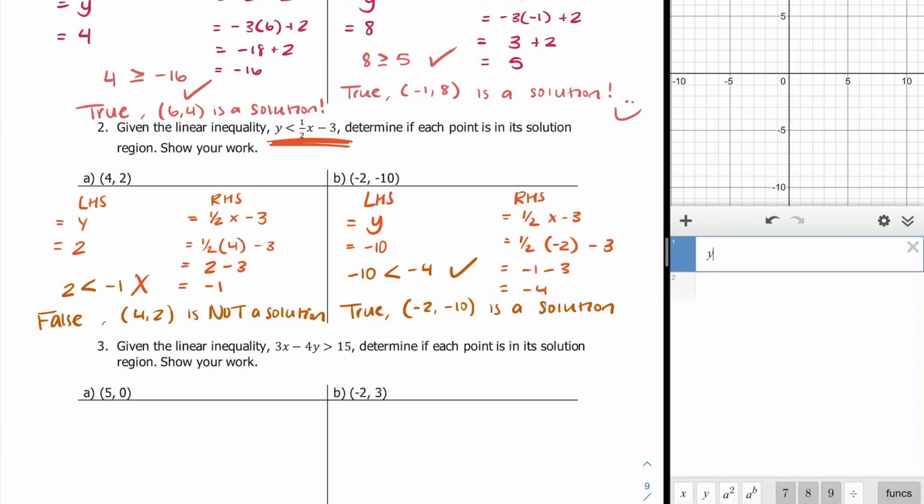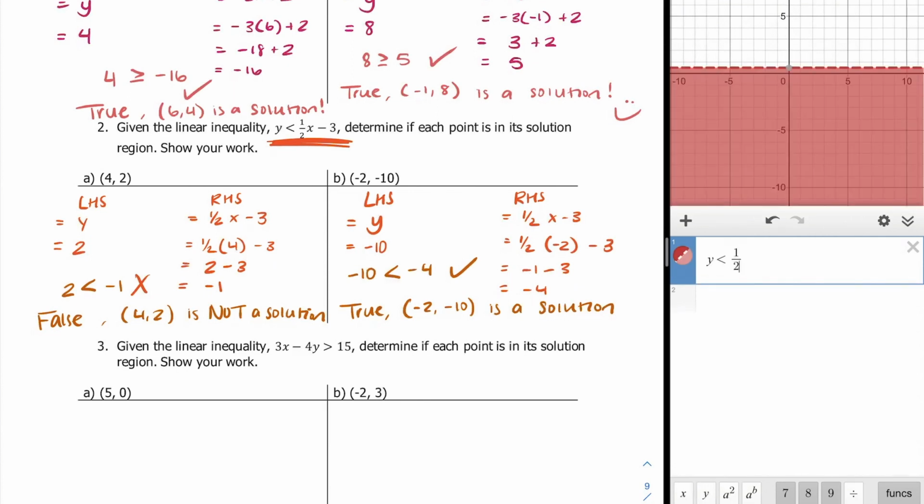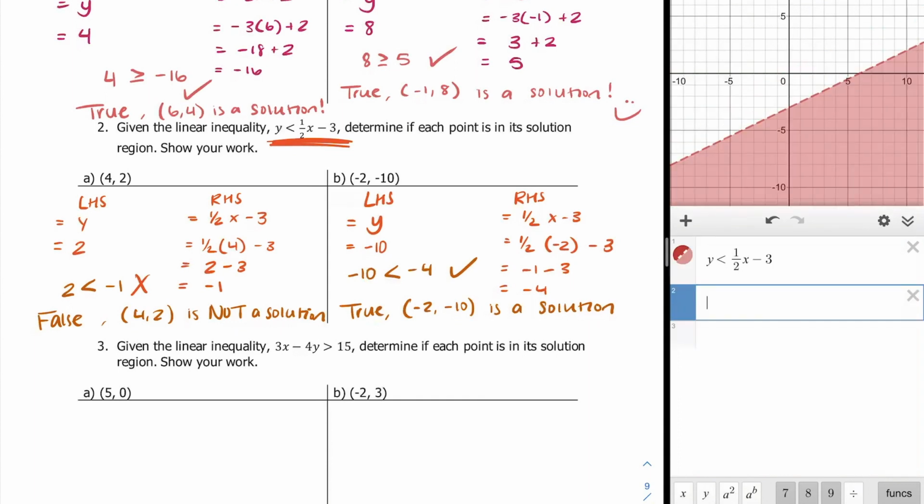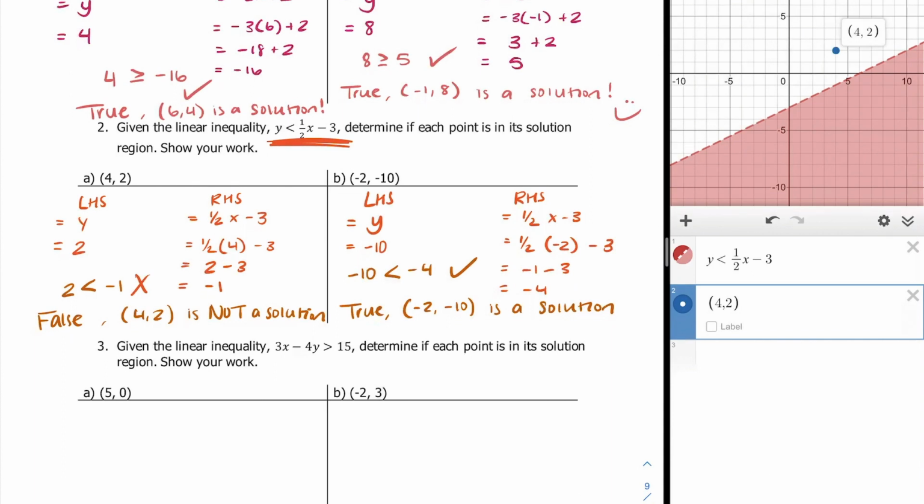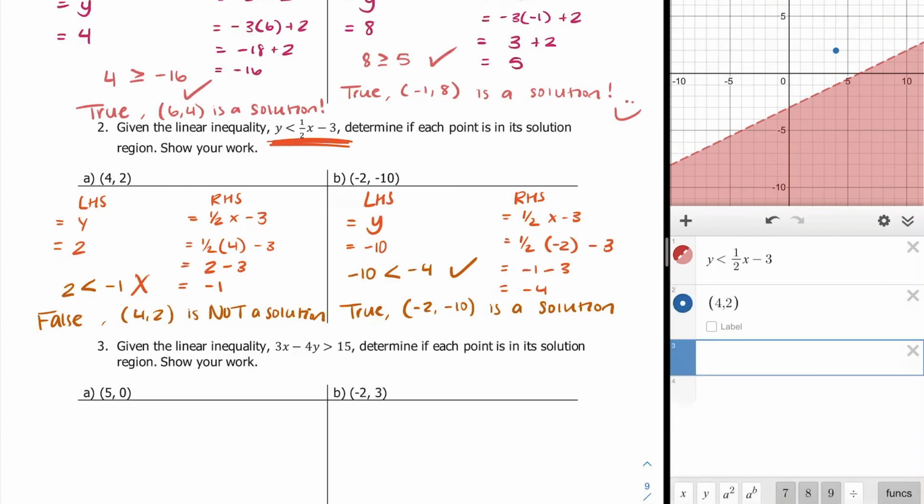And again, we could look at Desmos and we can see if we get the same result. So we'll plug in our inequality, y is less than 1/2 x minus 3. Then we have the point 4, 2. And notice how it's not in our solution region. It's not part of the shaded portion of our graph, which means it's not a solution, and that's exactly what we got on our algebraic solving of our solution here.